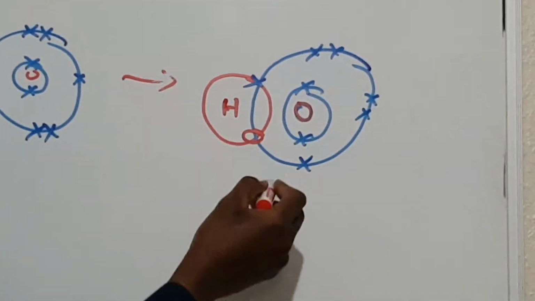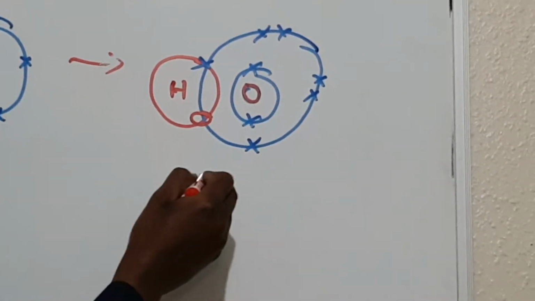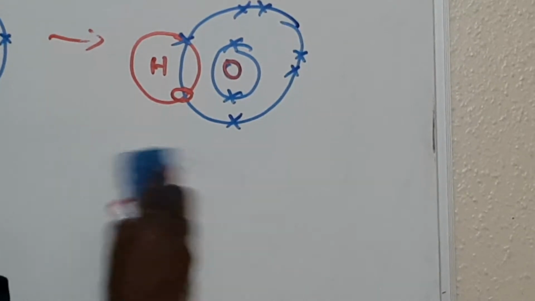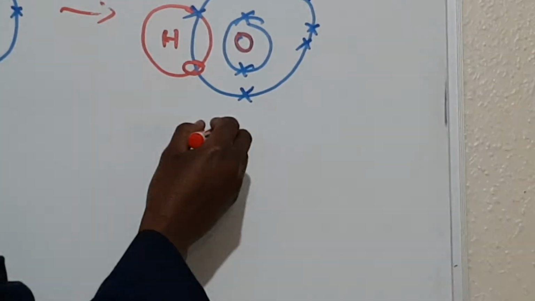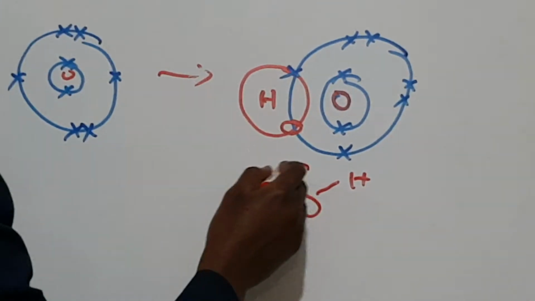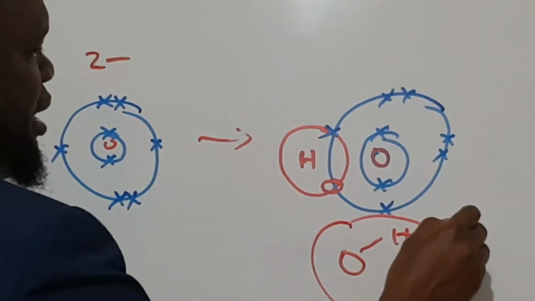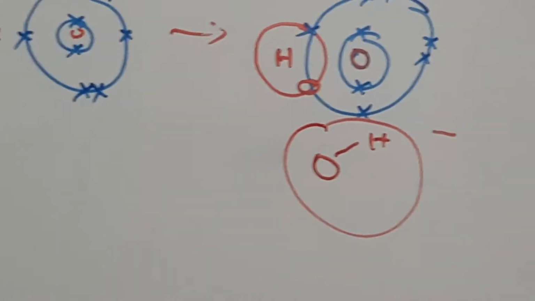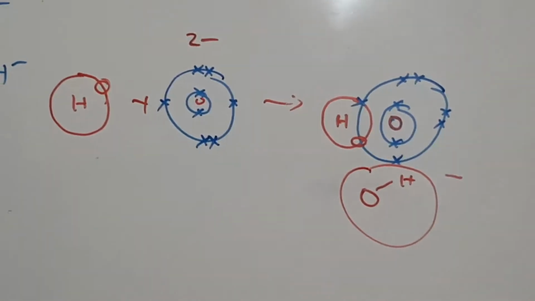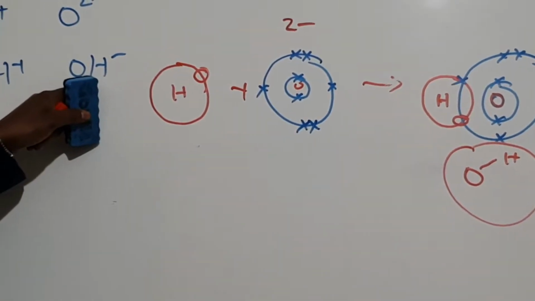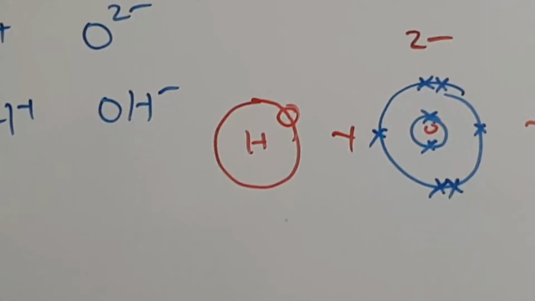But this compound is OH, O and H, or you can put it like this, because the water molecule looks like that. So this entire molecule will be 1 minus. It will be 1 minus. That's why OH is 1 minus. Do you get it?